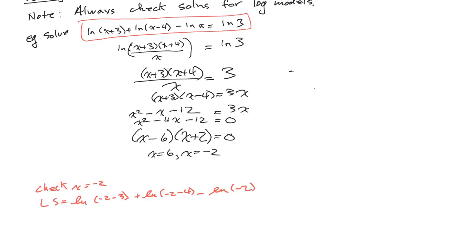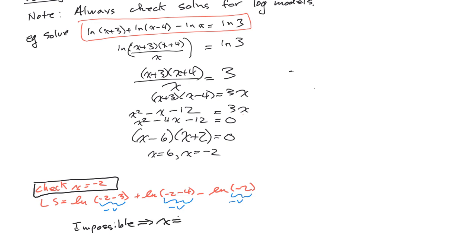So now for your check of x is equal to -2, when you check the left side of the equation, you're always trying to make sure that it matches with the right side. You'll notice that when you punch in -2, this bit becomes negative, this bit becomes negative, and this bit becomes negative. And that is impossible. So that means x cannot equal -2 in this case. So now let's go and check the other side. x is equal to 6.